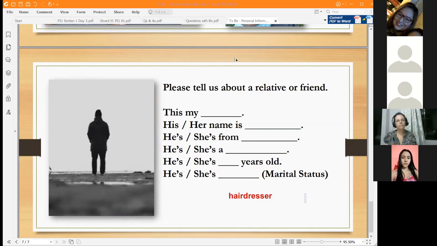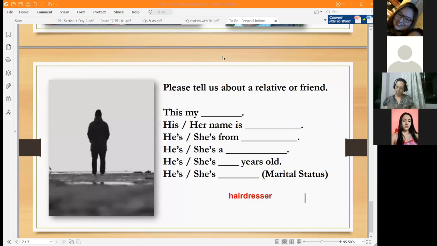Miledis Bruno. I don't know if I pronounce it correctly. Miledis, right. Okay. Yes. This is my sister. Her name is Carla. She's from Ciudad Barrios. She's a teacher. She's 32 years old. She's married. Excellent. That's great. Thank you very much. Good job. Now, Olga, your turn.